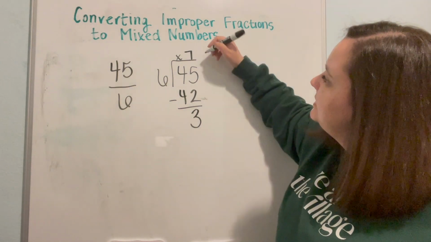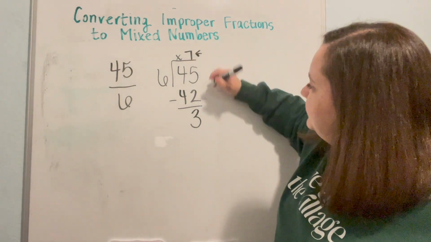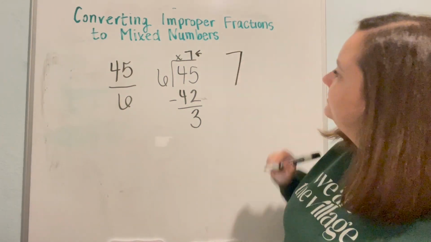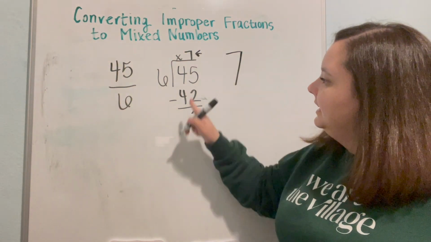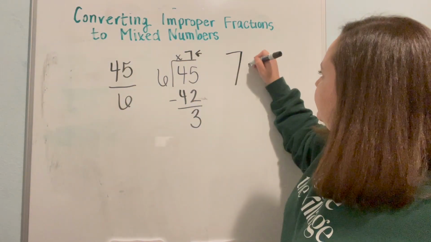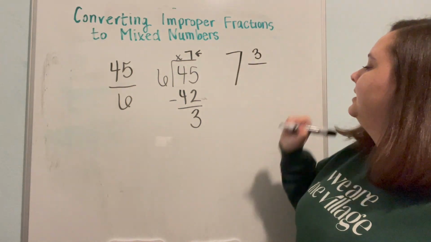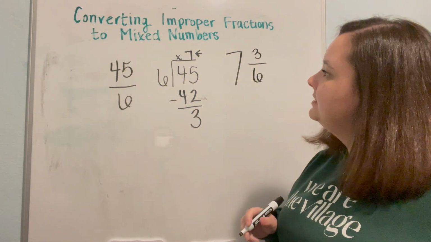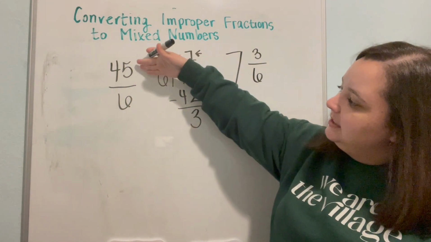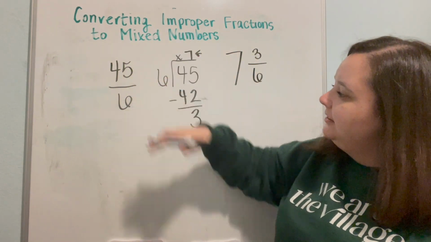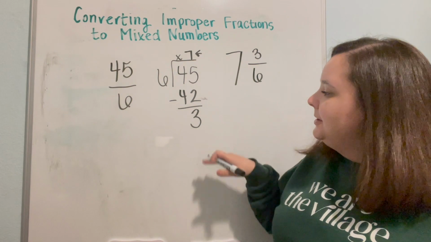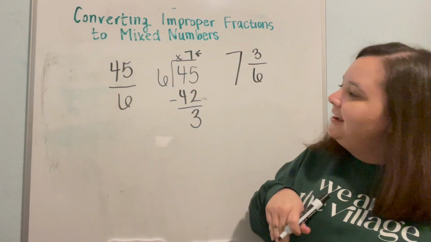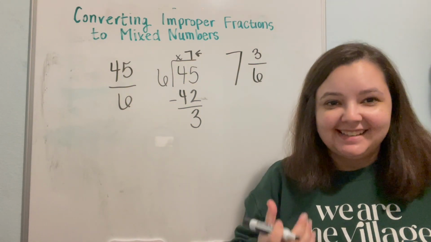My quotient right here is my whole number, so I have 7. And my remainder is my new numerator, and my denominator stays the same. So again, you divide the numerator by the denominator. Your quotient is your whole number. Your remainder is your new numerator. And your denominator stays the same.